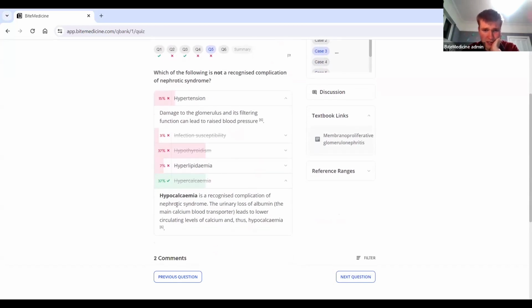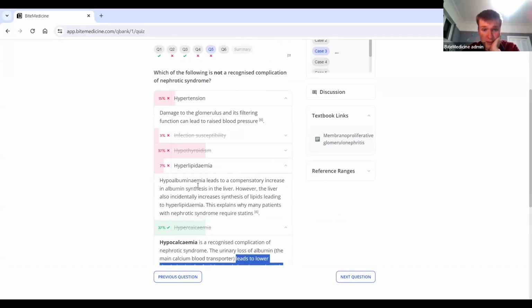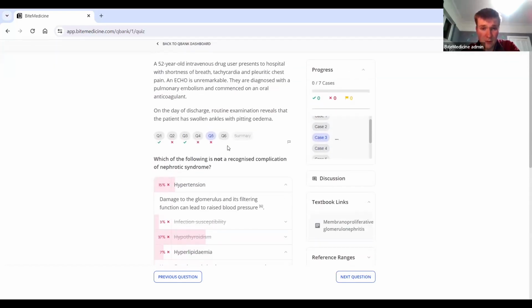Hypocalcemia is a recognized complication of nephrotic syndrome. The urinary loss of albumin, the main calcium transporter, leads to lower circulating levels of calcium. Okay. So hypertension is a complication, and hyperlipidemia. Hypoalbuminemia leads to a compensatory increase in albumin synthesis in the liver. However, the liver also incidentally increases synthesis of lipids, leading to hyperlipidemia. Okie dokie. God, I'll be glad when this case is over.